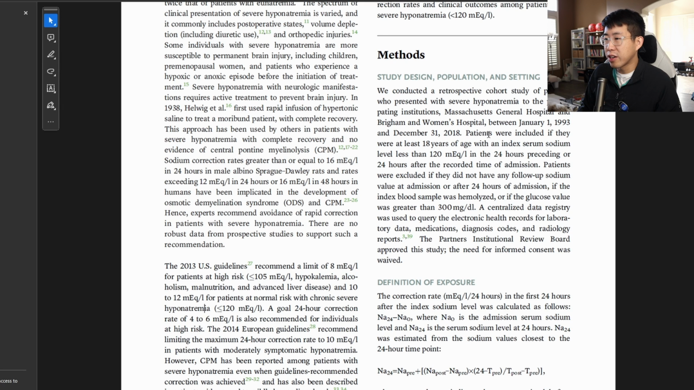Patients were included if they were at least 18 years of age with an index serum sodium level less than 120 in the 24 hours preceding or 24 hours after the recorded time of admission. Patients were excluded if they did not have any follow-up sodium value at admission or after 24 hours of admission, if the index blood sample was hemolyzed, or if the glucose value was greater than 300 milligrams. So again, it's always important to look at their inclusion and exclusion criteria and figure out if you agree with how they designed the study and what population they included and excluded.